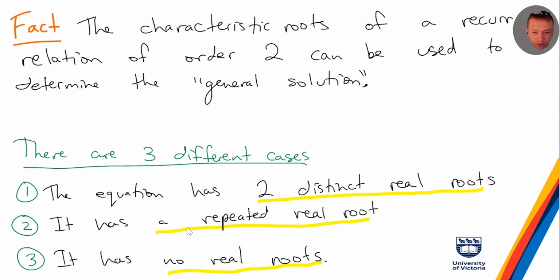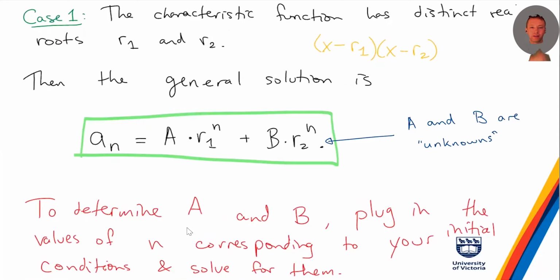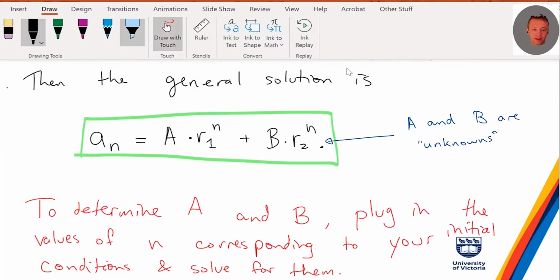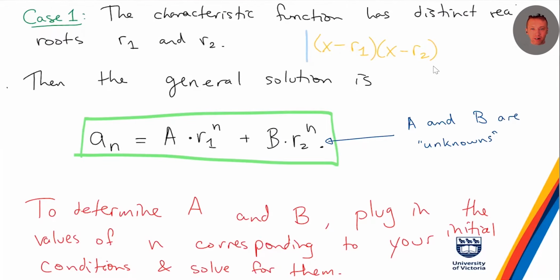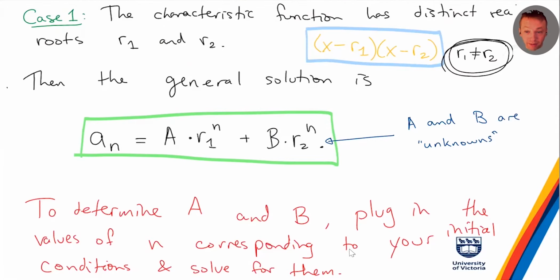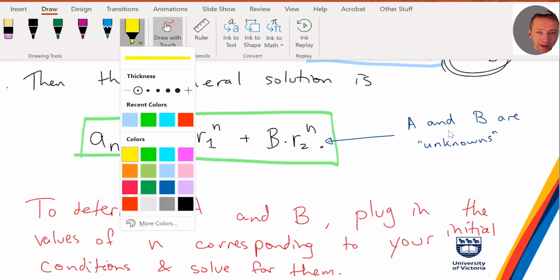If the equation has two distinct real roots, I mean that it factors like (x minus r1)(x minus r2), where r1 is not equal to r2. Like the example we had before, when it factored like (x minus 3)(x minus 2). Then the general solution is just like this: a_n equals some constant a, where a and b are unknowns.